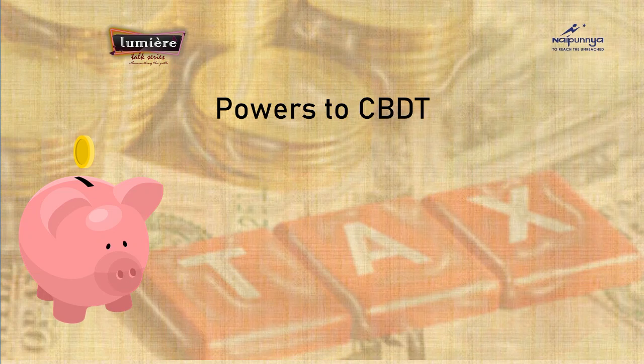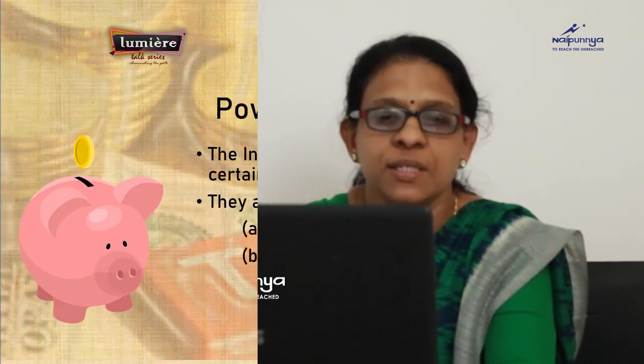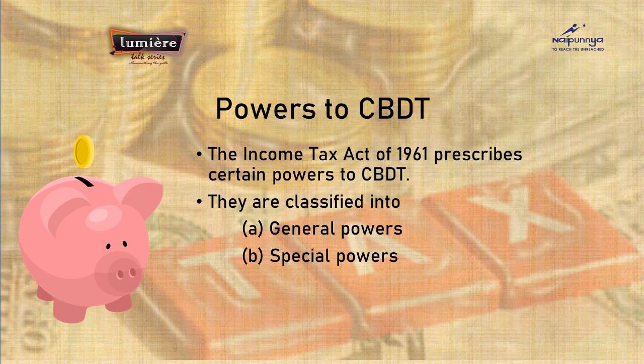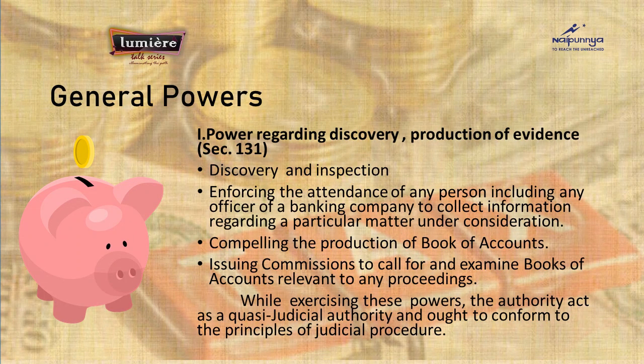Now we are going to discuss the different powers of CBDT. The Income Tax Act of 1961 prescribes certain powers to income tax authorities. Especially we are going to discuss these powers from the point of view of CBDT. Normally the powers of CBDT are classified into general powers and special powers. Now let's discuss the different general powers that are given to income tax authorities.